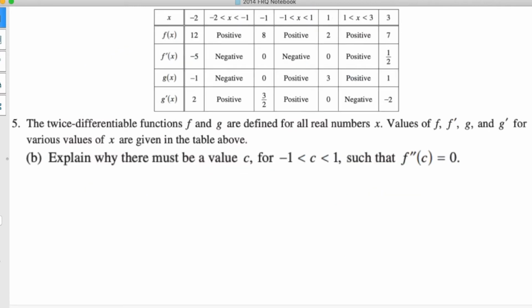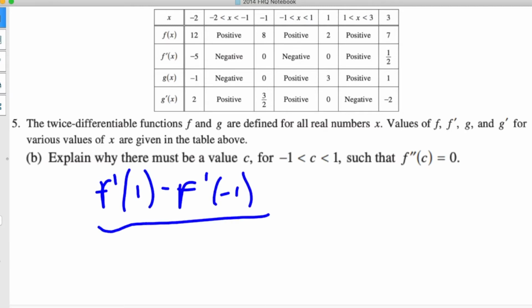Part B. Explain why there must be a value c in this part here from -1 to 1 such that the second derivative of c is equal to 0. Okay, so we're finding a value between -1 and 1 such that the second derivative is equal to 0. So if we're going from first derivative to second derivative, this is like f prime of 1 minus f prime of -1 over 1 minus -1. This is going to be your f double prime of c.